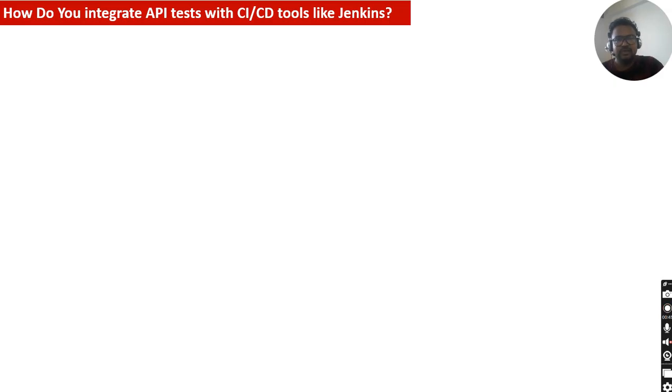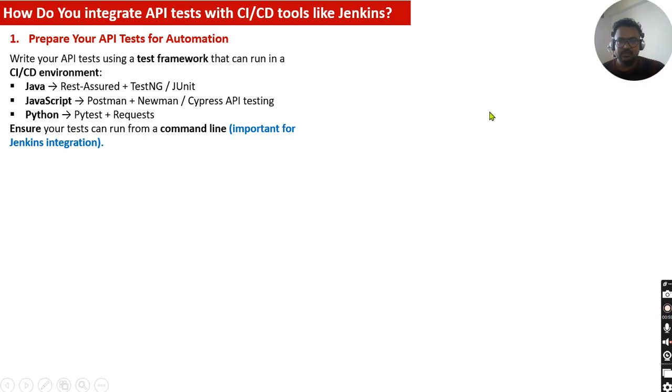Okay, so if you are an experienced person, let's suppose 4 years in API testing or API automation, they will definitely ask you the process, like what would be the process to integrate the API test with the CI/CD pipeline. Okay, so let's go step by step and understand how we can do this. So the first thing you need to do is prepare your API tests for automation.